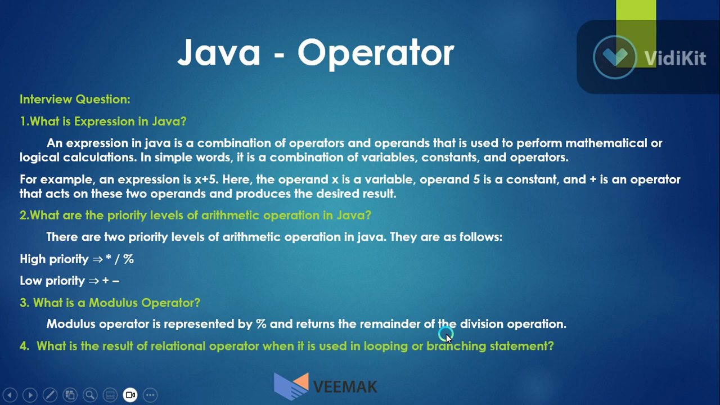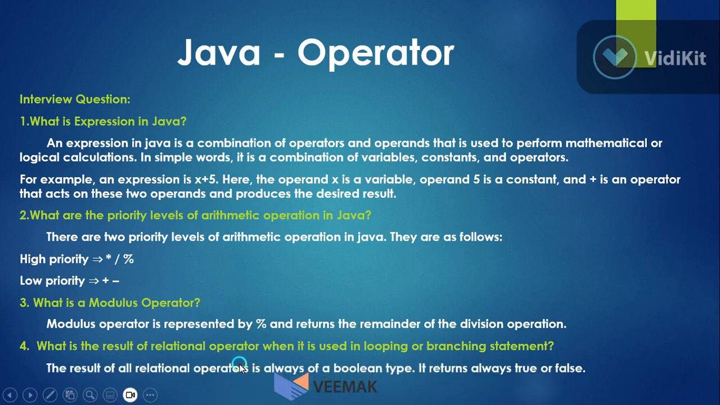What is the result of a relational operator when it is used in a looping or branching statement? Relational operators and logical operators both give a true or false Boolean value, isn't it? The result of the relational operators is always of a Boolean type. It returns true or false.